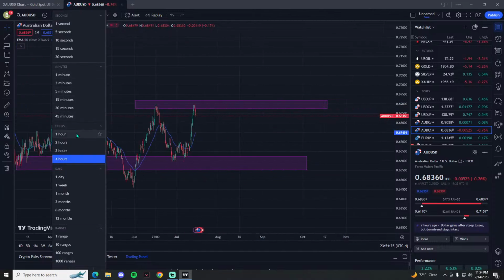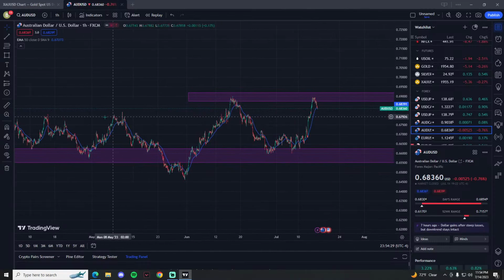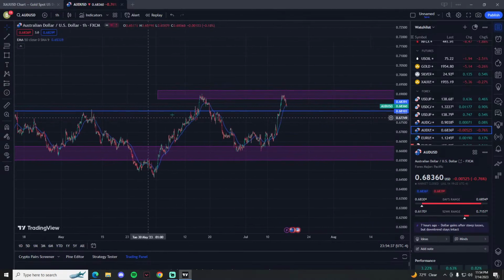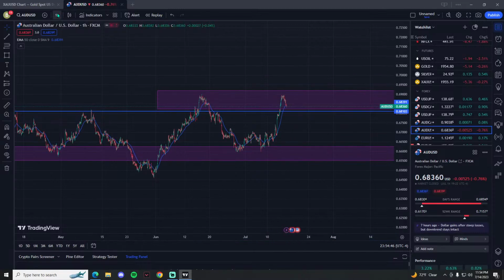Now 1 hour timer. Any more small zones I gotta see? No, not really. Maybe a little. Maybe right here. I'll just put a line here, just for visuals. Even if I move this down, guys, it's still breaking through that EMA.